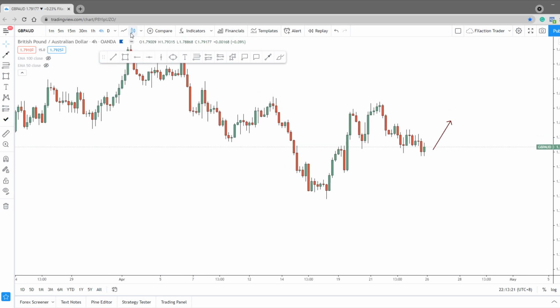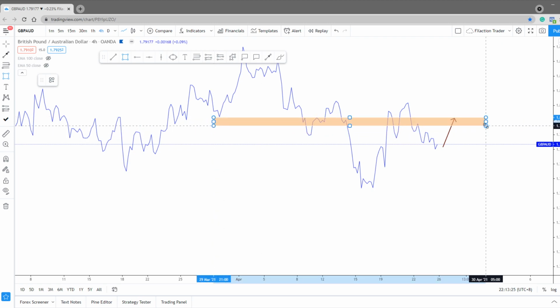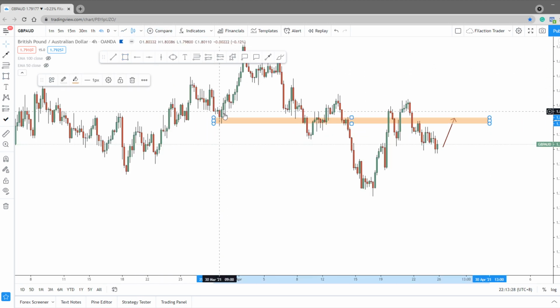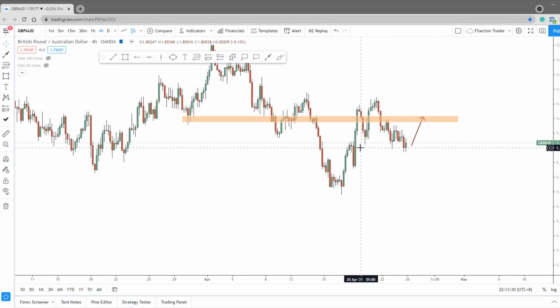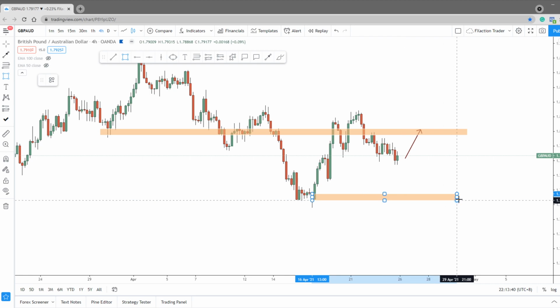So let us mark the key level on H4, which is roughly around here. This is the key level on H4, and this week we are going to focus on a sell trade after the pullback, and our final take profit level is at 1.77718. So this is our final take profit level.